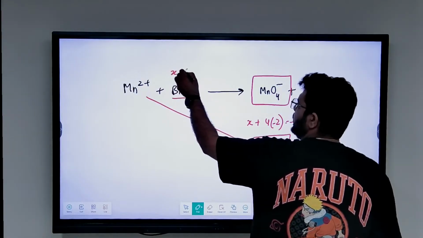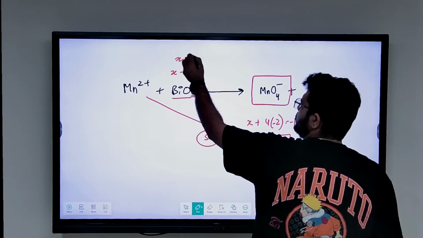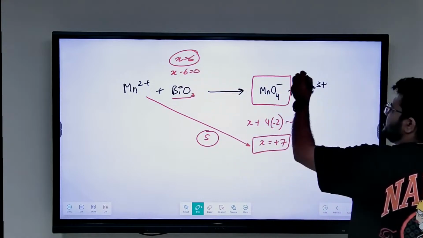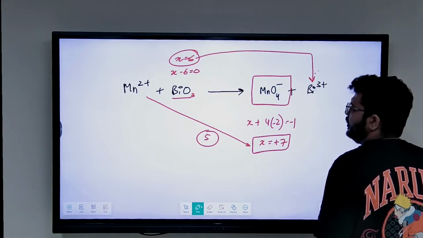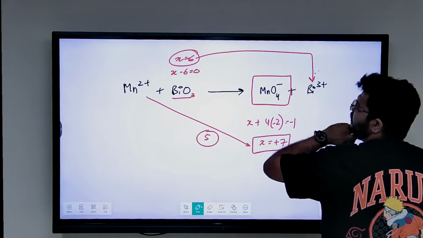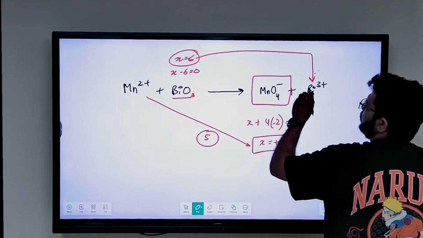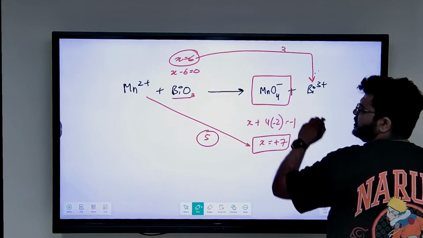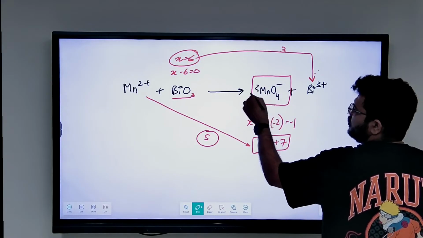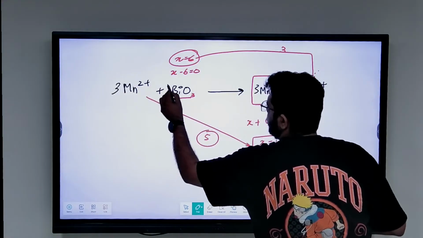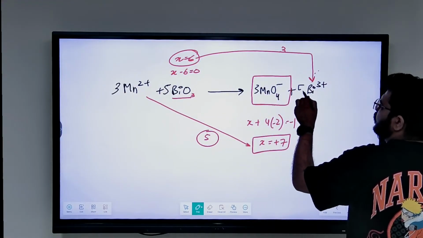Then this is BiO3 or is it BiO2 or BiO4? So X minus 6 is 0. X has to be plus 6. This is 3. So you multiply it over here. What do we find? 3 is the change. So you multiply 3 over here and you multiply 5 over here.